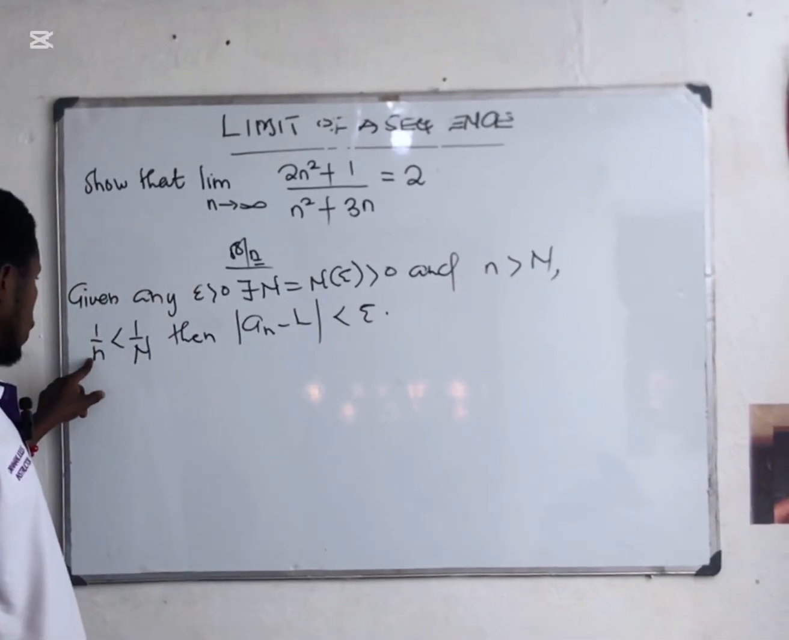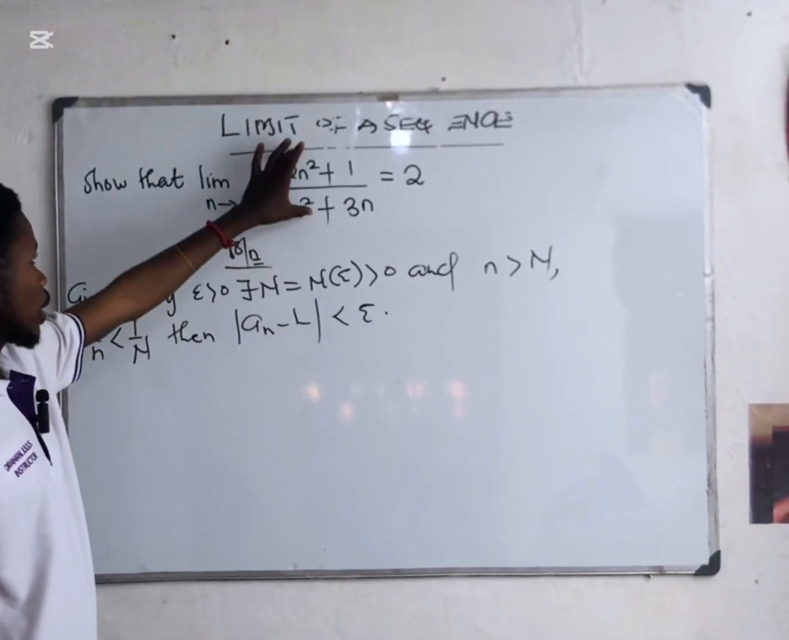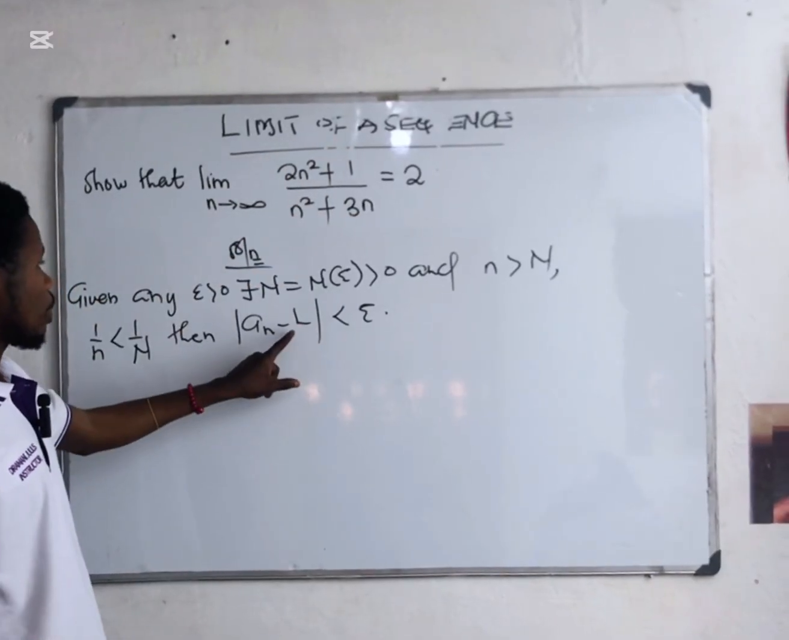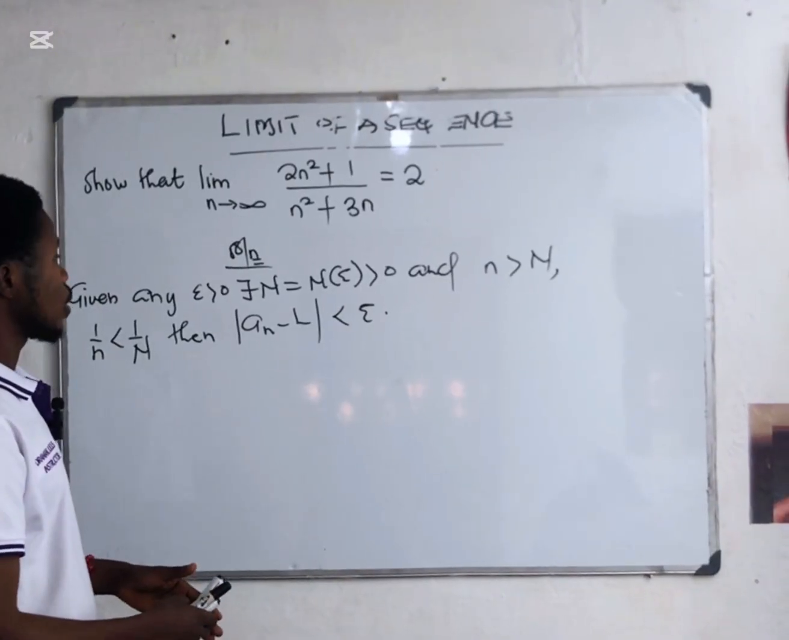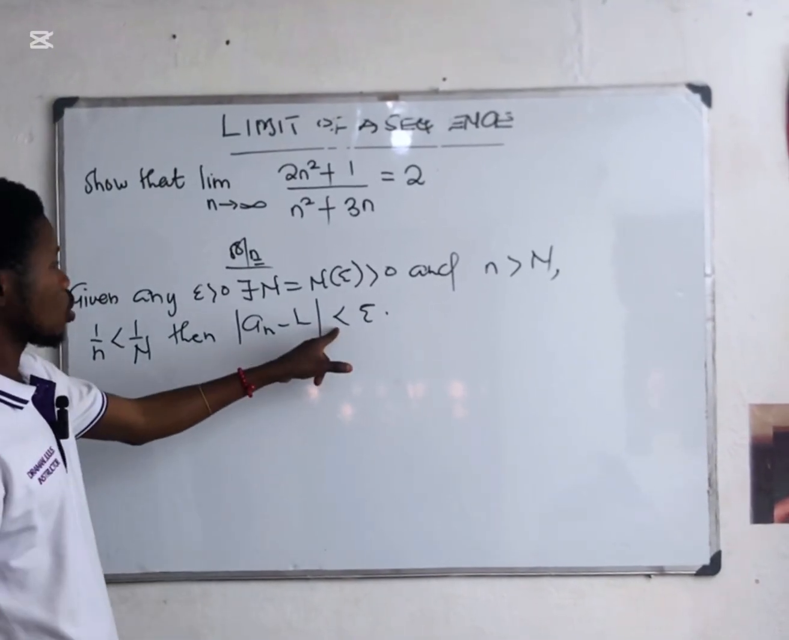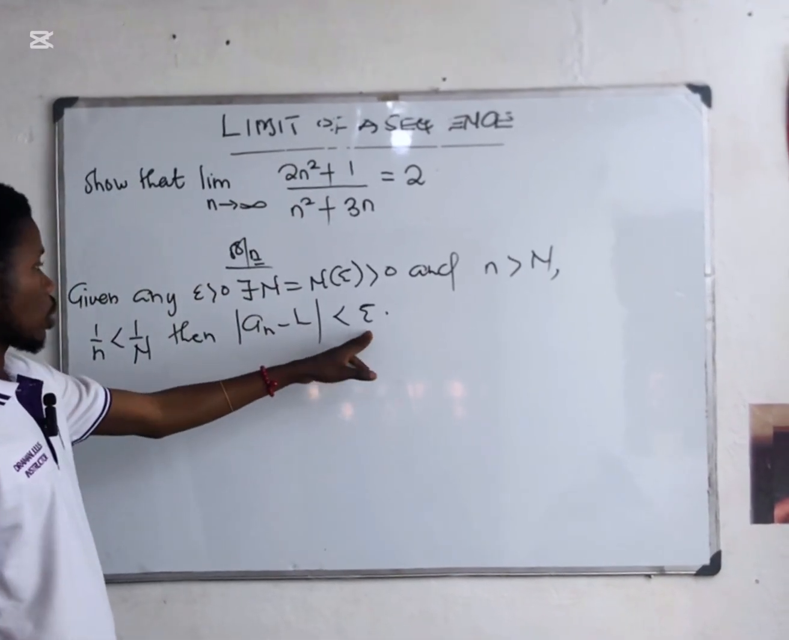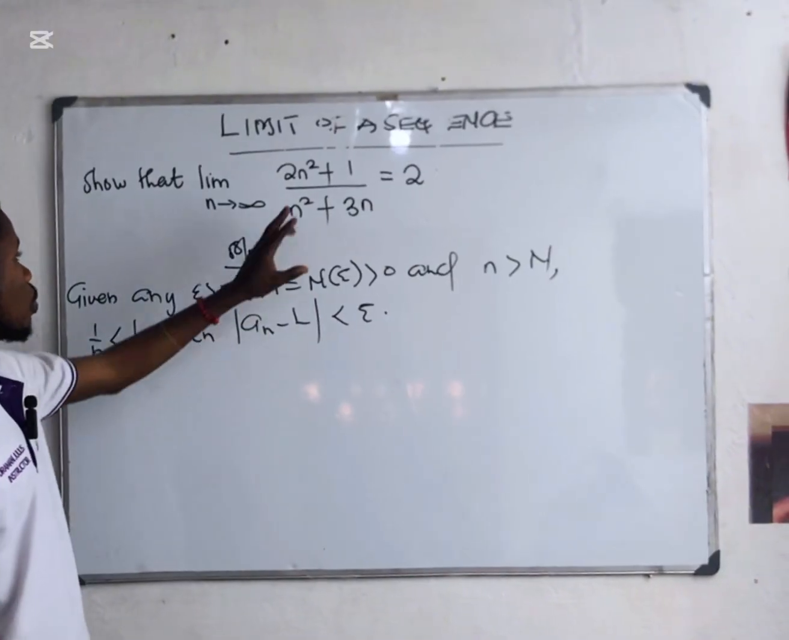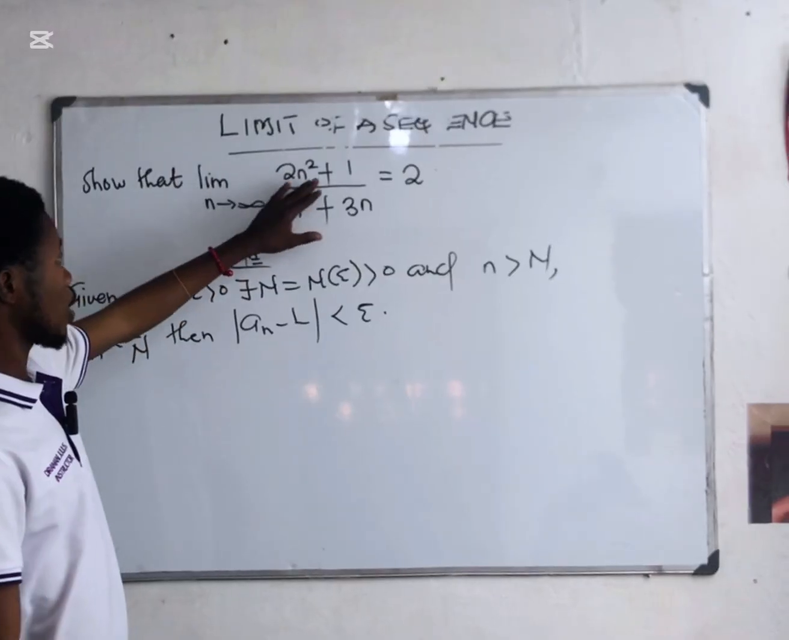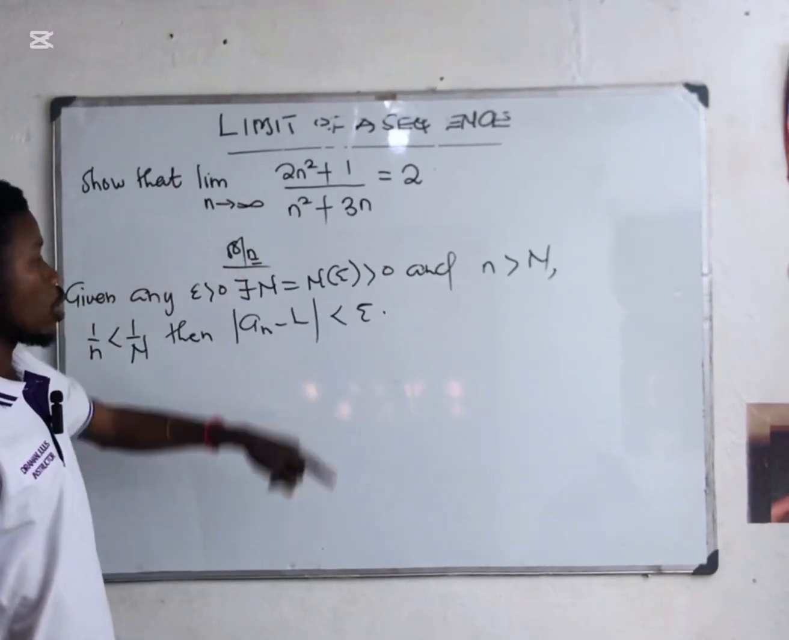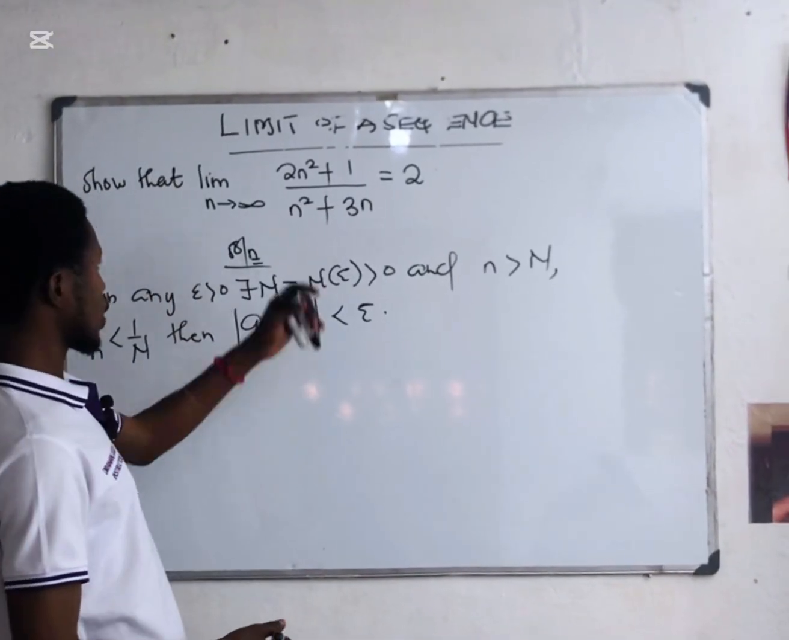Then we are saying that 1 over n will be less than 1 over capital N. Then the distance between a_n, which is the whole of this one, and L, the distance should always be in the absolute value, it should be positive, is always less than epsilon. So we are just going to prove that this is always less than epsilon. And if you use the normal proof, you will get this 2 because you need to divide both sides by the highest power of the numerator. All right, now let's look at how this one can be solved.